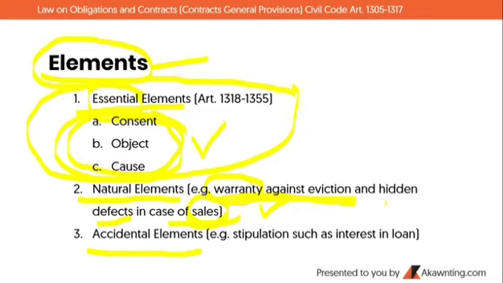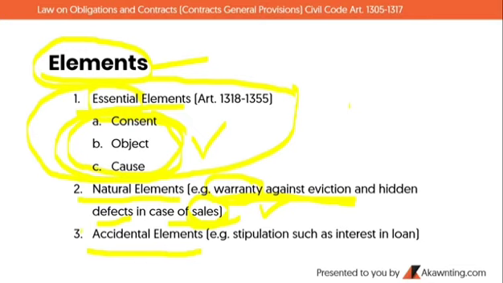So, inuulit ko, ang natural elements, initially nag-e-exist siya in some certain contracts. However, pwede mo siyang alisin, diba? Or tanggalin through the stipulation of the parties later on, okay? However, yun nga, yung number 1, hindi pwedeng alisin yan. Hindi pwedeng alisin yung essential, okay?